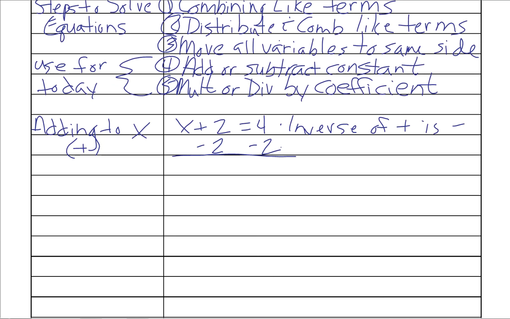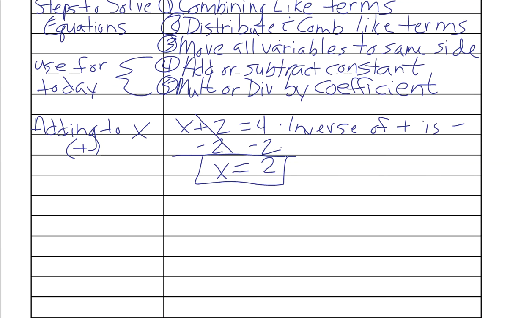Now the plus 2 and the minus 2, they cancel each other. And so we just bring the x down. 4 minus 2 equals 2. So this means that our x equals 2 in this problem.